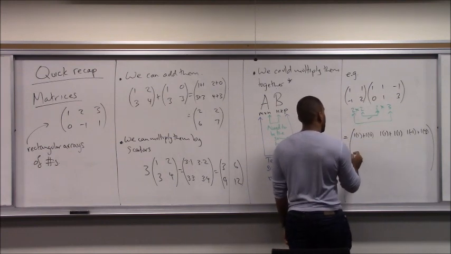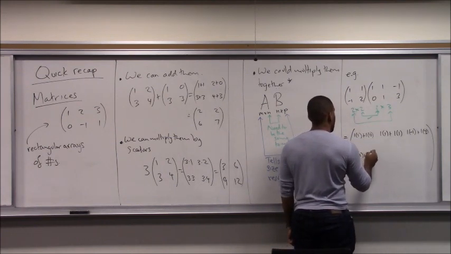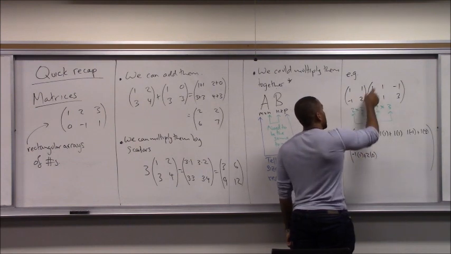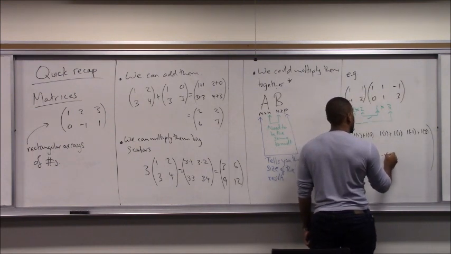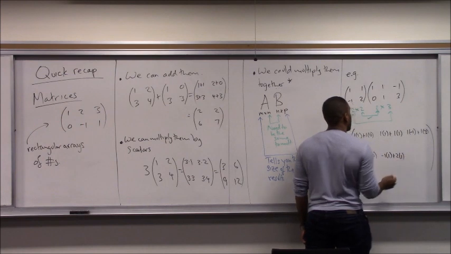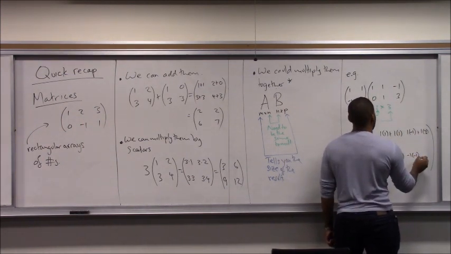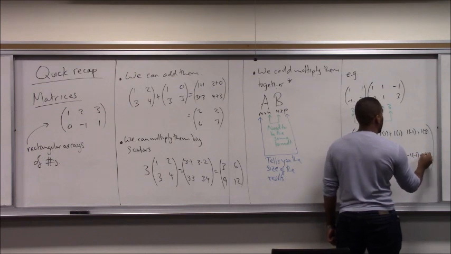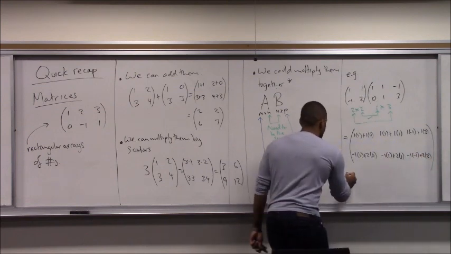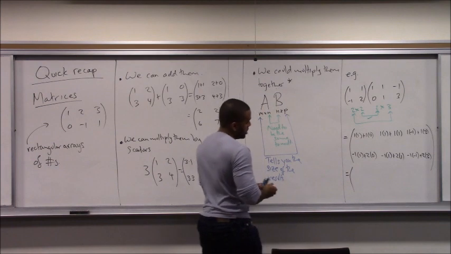This times that, minus 1 times 1 plus 2 times 0. Second row times second column, minus 1 times 1 plus 2 times 1. Second row times third column, minus 1 times minus 1 plus 2 times 3. And that would be how we multiply the matrices.